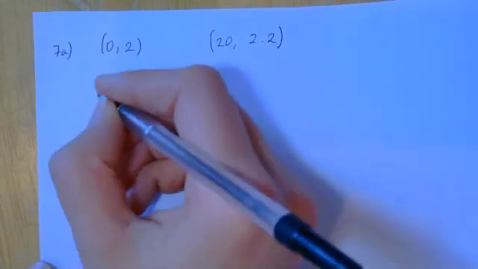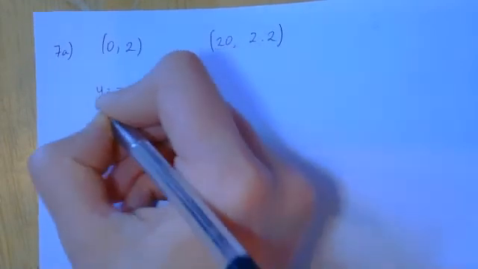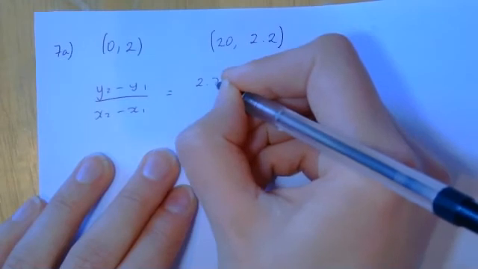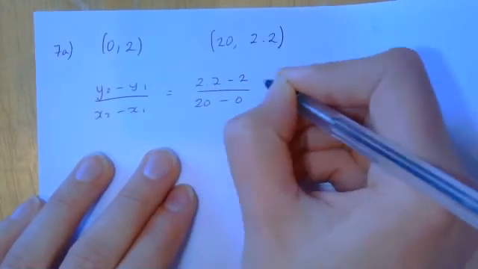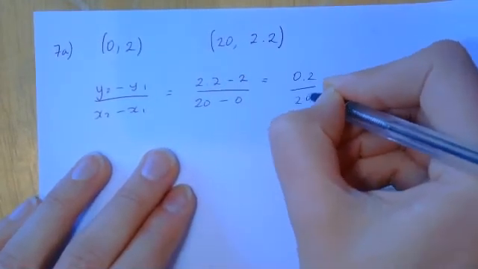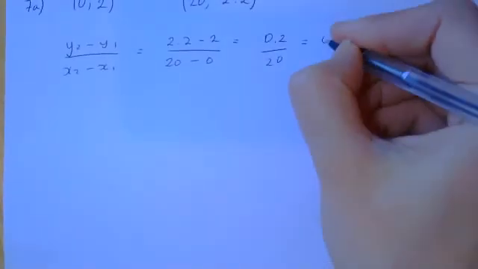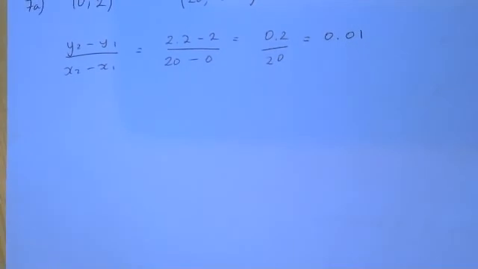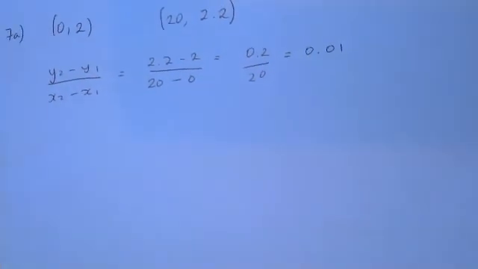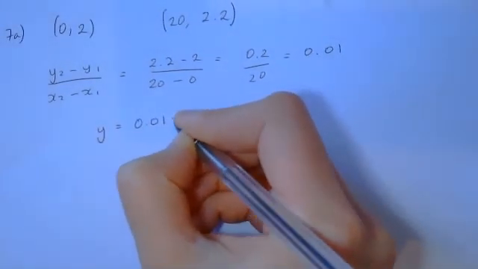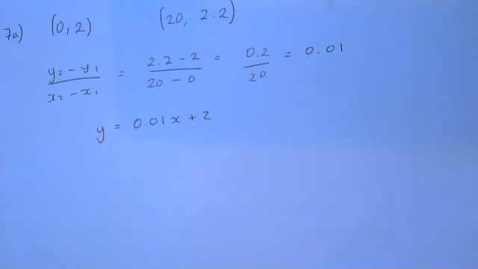So we need an m and we need a c. c we know, c is 2. That's where it crosses the y-axis. So we need an m. So we do y2 minus y1 over x2 minus x1, the difference in y divided by the difference in x. So 2.2 minus 2 over 20 minus 0, which is 0.2 over 20, which is probably something like 0.01. I think, divide it by 2 and then divide it by 10. Yeah, 0.01. So I get y equals, well, either 1 over 100 or 0.01 x plus c.